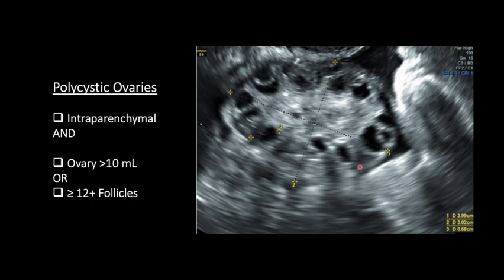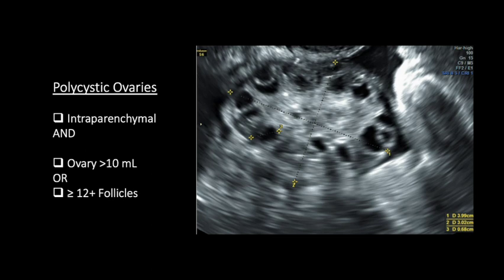Now, the initial Rotterdam criteria placed the number of follicles necessary to be seen to make this diagnosis at 12. But more recent literature has suggested raising this number to at least 20 follicles per ovary. A study in 2013 that looked at the difference between these two numbers showed that using a cutoff of 26 follicles increased the specificity of this diagnosis. However, this was also using much higher technology ultrasound than what we have available in the point of care setting. So for now, I'd recommend sticking with 12 follicles identified per ovary and then following up with formal imaging if the diagnosis is murky.